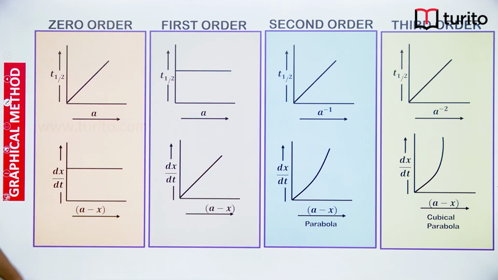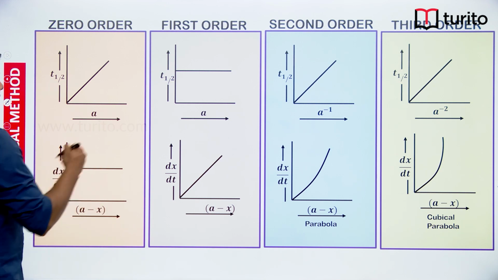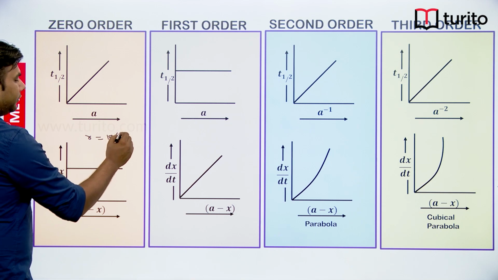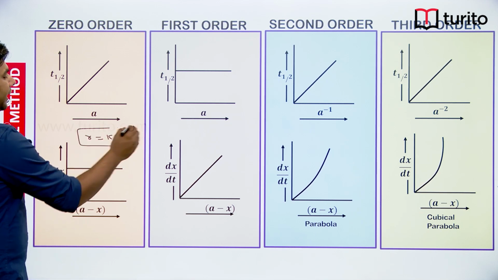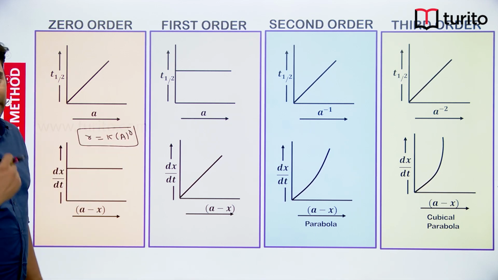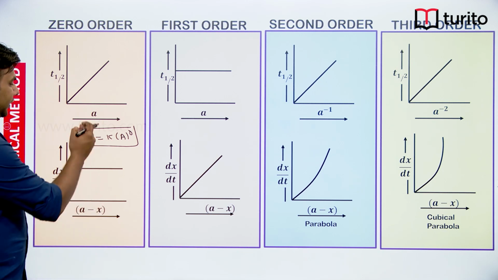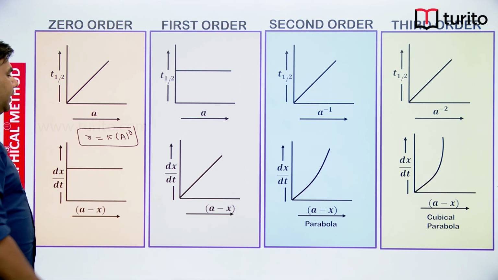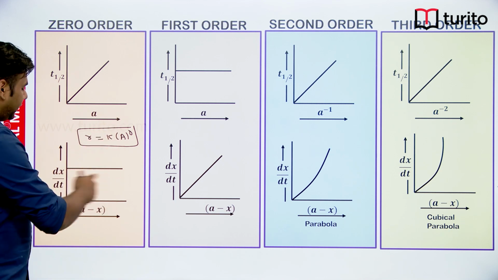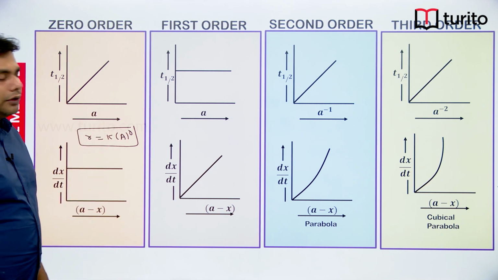Now if we plot rate, so basically dx by dt is rate, with concentration. For a zero order reaction, we know that rate is equal to k into A raised to power 0. We can write rate as minus dA by dt, A we can write as A minus x. So basically it will come out to be dx by dt, and it is independent of the concentration.